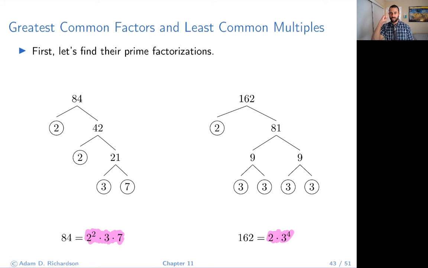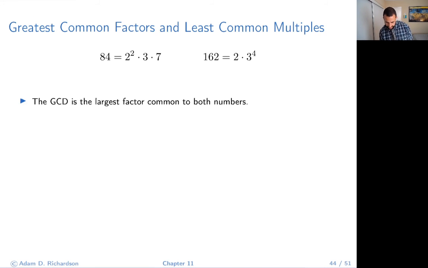Now, keep in mind what we're looking for. We're looking for the biggest number that divides both of them. So I want to make sure that it divides both of them first and foremost, and I want to make it as big as possible. So let's think about it like this. The GCD is the largest factor common to both. The largest power of 2 common to both is 2 to the 1.